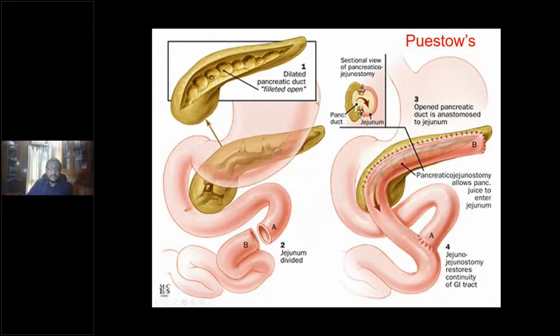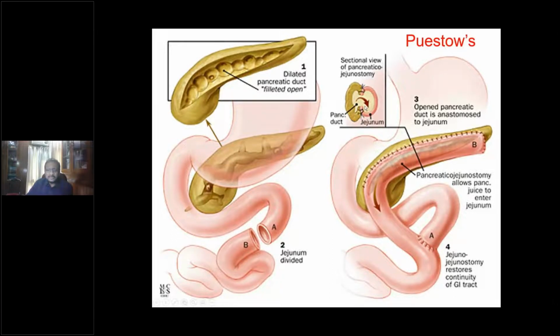See, this duct has been opened up. See the chain of lakes appearance? Chain of lakes appearance? That is the duct, dilated places. So you've opened it up. You're not excising anything. You open it up. And what do you do after opening? You bring a jejunal loop and you anastomose. This is how you do it.